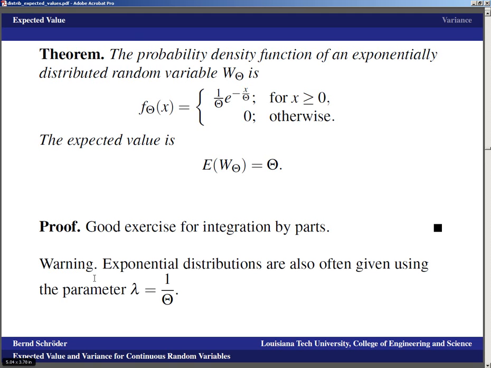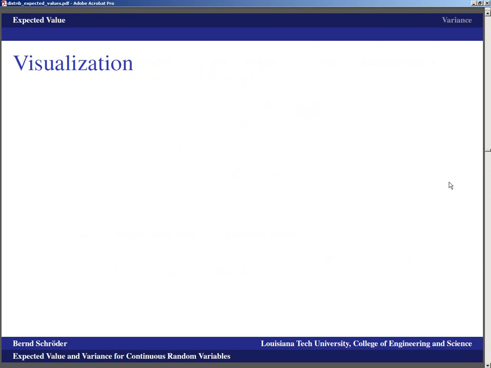But you want to be warned here. Remember that exponential distributions are also often given using the parameter lambda equals 1 over theta. So sometimes the expected value then is stated as 1 over lambda. Be careful as you are reading statistical or other texts that use this distribution that you are adhering to and understanding the conventions that the authors are using.